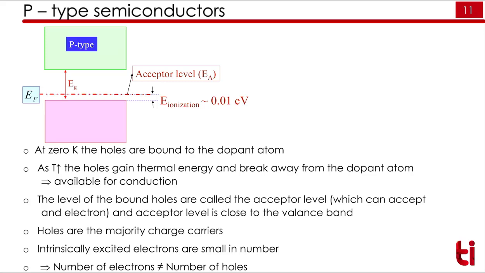So at 0 K, these holes are bound to the dopant atom. As the temperature increases, this hole will get thermal energy, and those are available for conduction. So if an electron from the valence band goes to the acceptor level, a hole from the acceptor level will come to the valence band, and we can say that conduction has taken place. So in the p-type semiconductor, holes are the majority charge carriers and electrons are in the minority, and the number of electrons is not equal to the number of holes in a p-type semiconductor also.